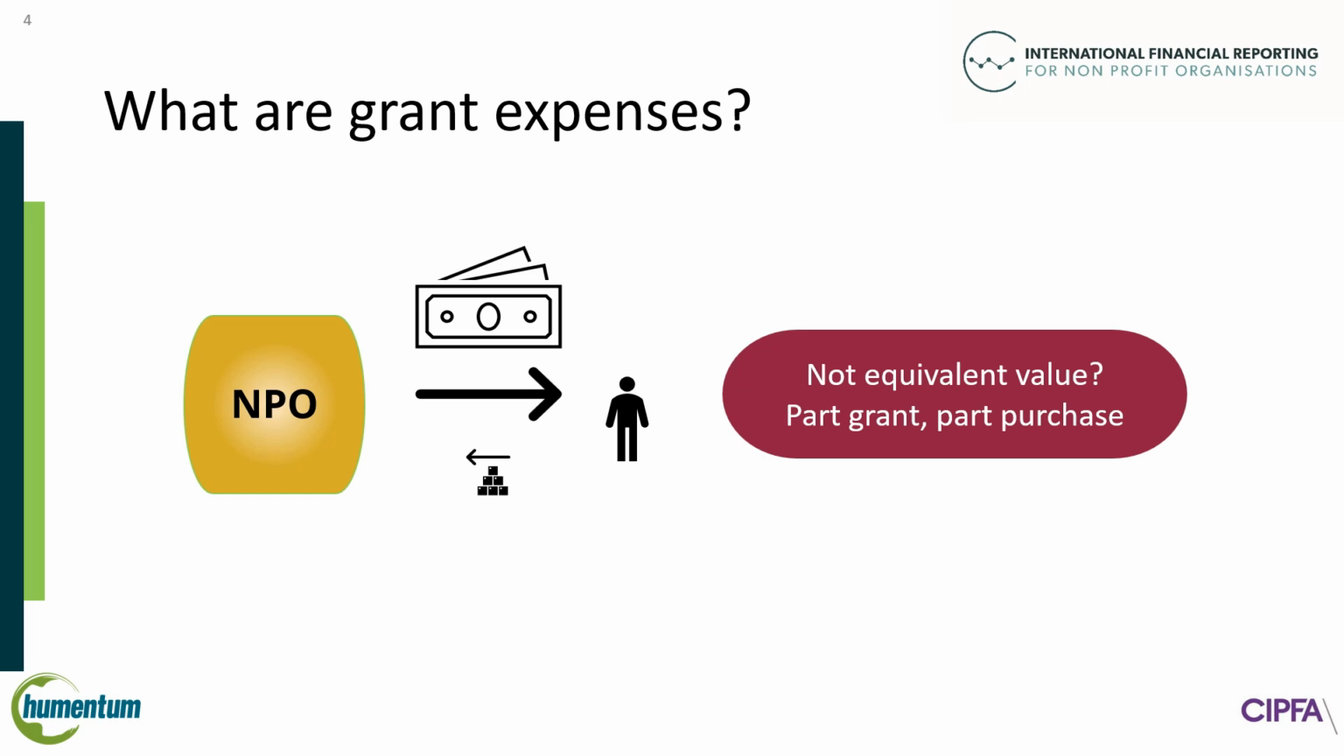A grant-providing NPO may receive services, goods, or other assets directly for its own use, with a worth that is higher or lower than the resources it transferred. If not of equivalent value, and the difference in value is material, the grant-providing NPO may need to recognize part of the transaction as a grant expense, and part as purchasing.